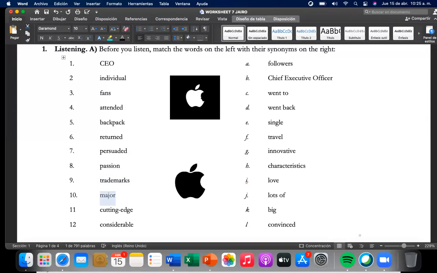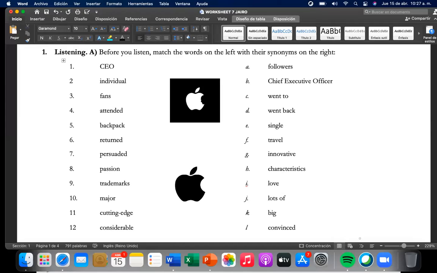Good. This one, mayor. Big. Okay, big, very good. This one, cutting edge. Innovative. Okay, innovative, here we have different possibilities. In some regions, they pronounce it one way, and in other cities, even in the same country, they say it differently, right? So there's no problem with the way you pronounce it. So cutting edge is something that is innovative, right? Good. This one, considerable. Lots of. Okay, lots of. Considerable, lots. Very, very good.